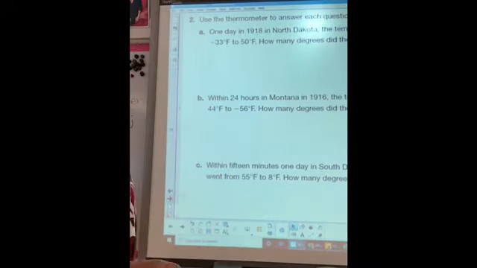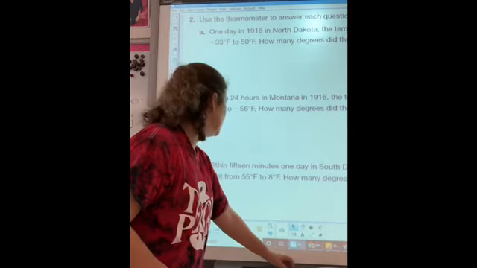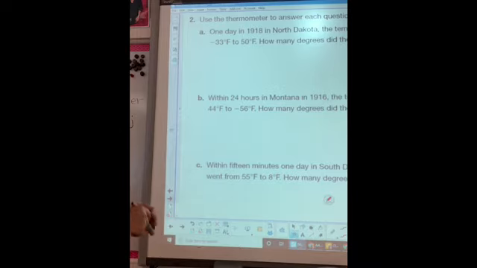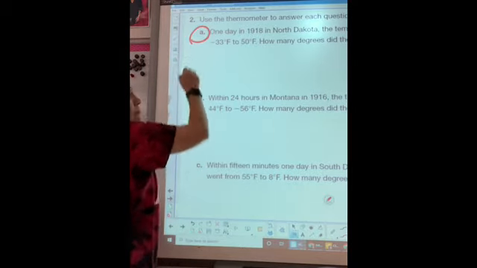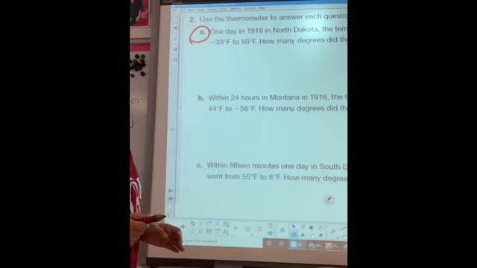This is some more thermometer things. It says, how many degrees did it rise? This is more like we're doing with the floors. So let's look at A together.